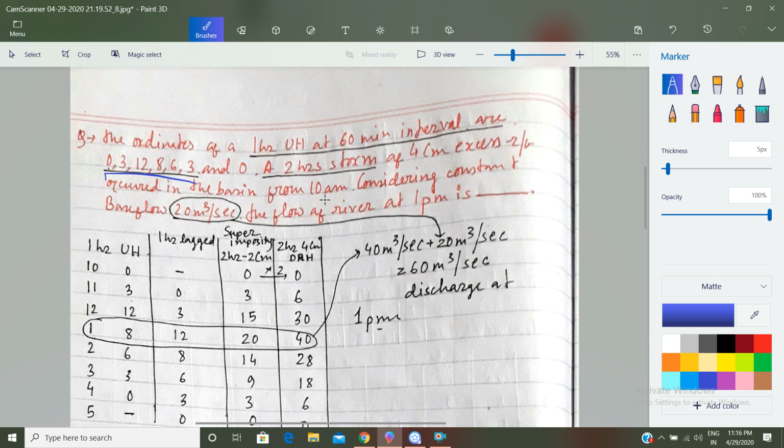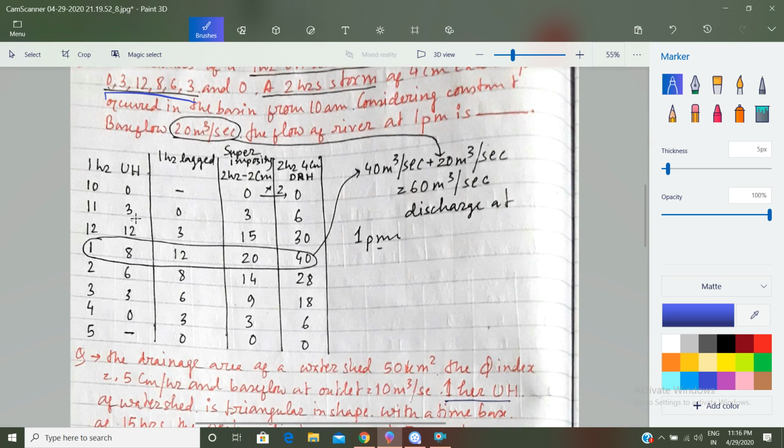So this is the 1 hour unit hydrograph. If we need a 2-hour unit hydrograph, then we have to lag this by 1 hour. See, we have lagged it by 1 hour. It means we assume that after a 1 hour duration storm, another 1 hour duration storm occurred. So we have lagged it by 1 row.